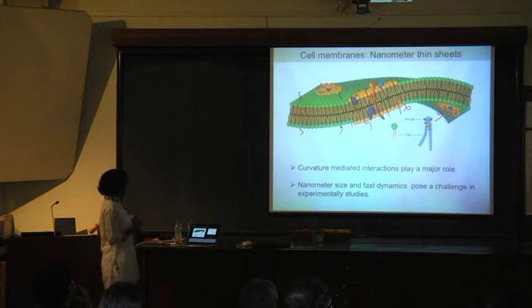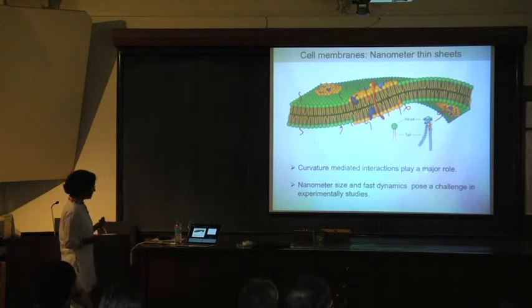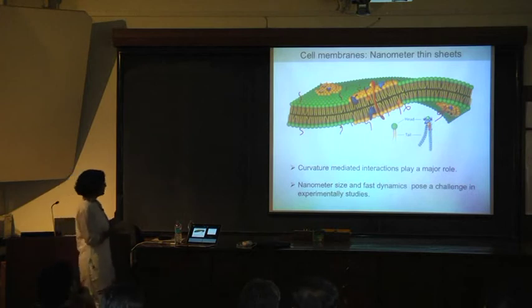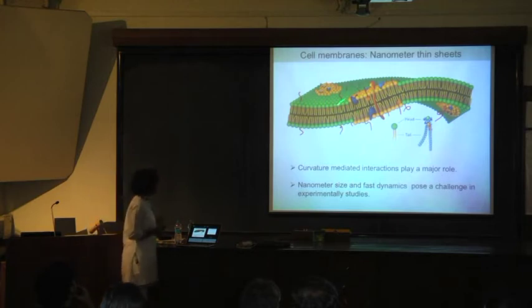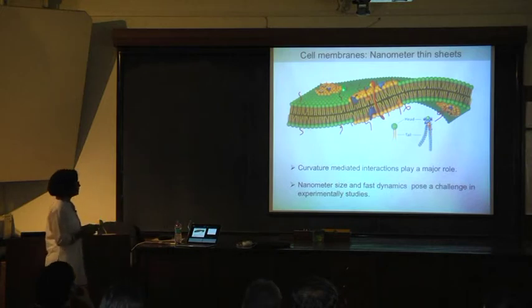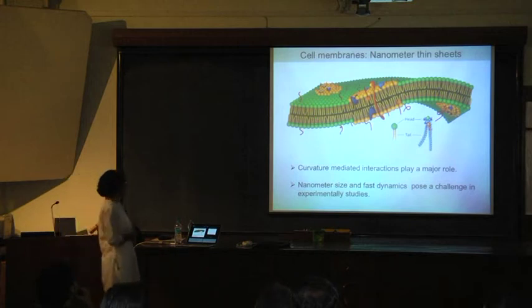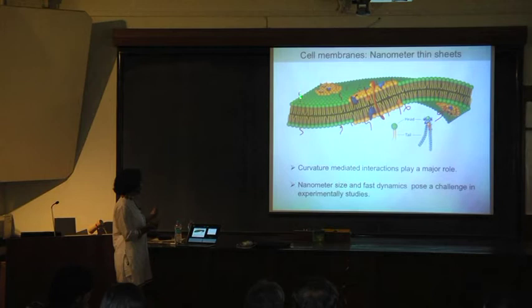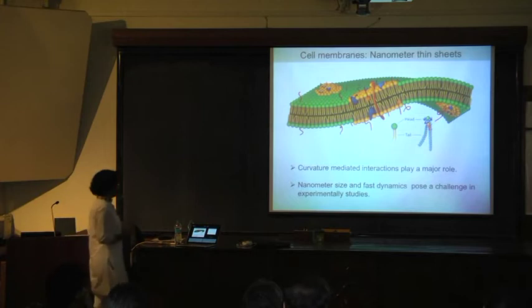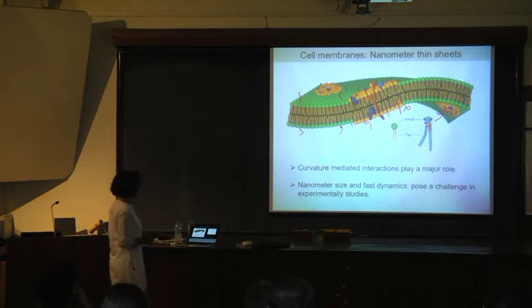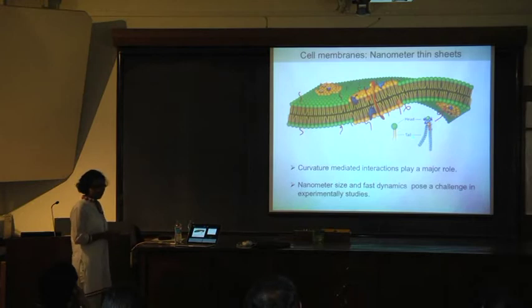And it's known that curvature mediated interactions play a major role here. And the system is quite complex because it's made out of a large number of lipids and proteins. And a highly controversial subject in membrane biophysics is the existence of what is called lipid rafts, which are clusters of lipids and proteins embedded in this membrane. And people believe that the overall curvature of these sheets could also influence the assembly of rafts. But it's really hard to study the system experimentally because the thickness of this sheet is only a few nanometers and the dynamics is really fast.